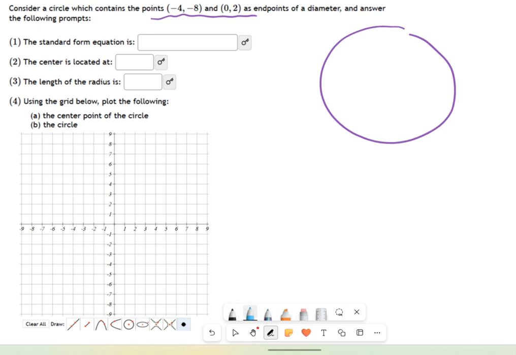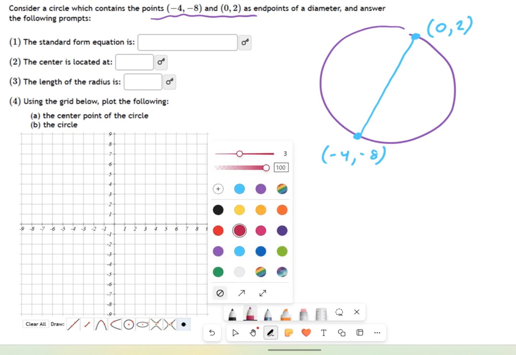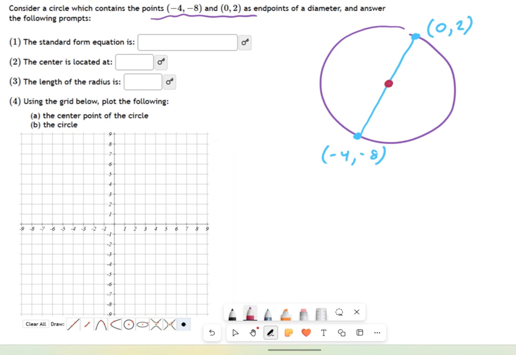And I'm going to plot these 2 points best I can. Let's say this is one of them, -4, -8. And let's say 0, 2, I don't know, is over here. Okay, sure. My drawing does not make a whole lot of sense if you think about the way a graph might look, but leave that alone for a second. You've got a line right here. That's a diameter. It cuts through the center of the circle, which I'll say is right here.